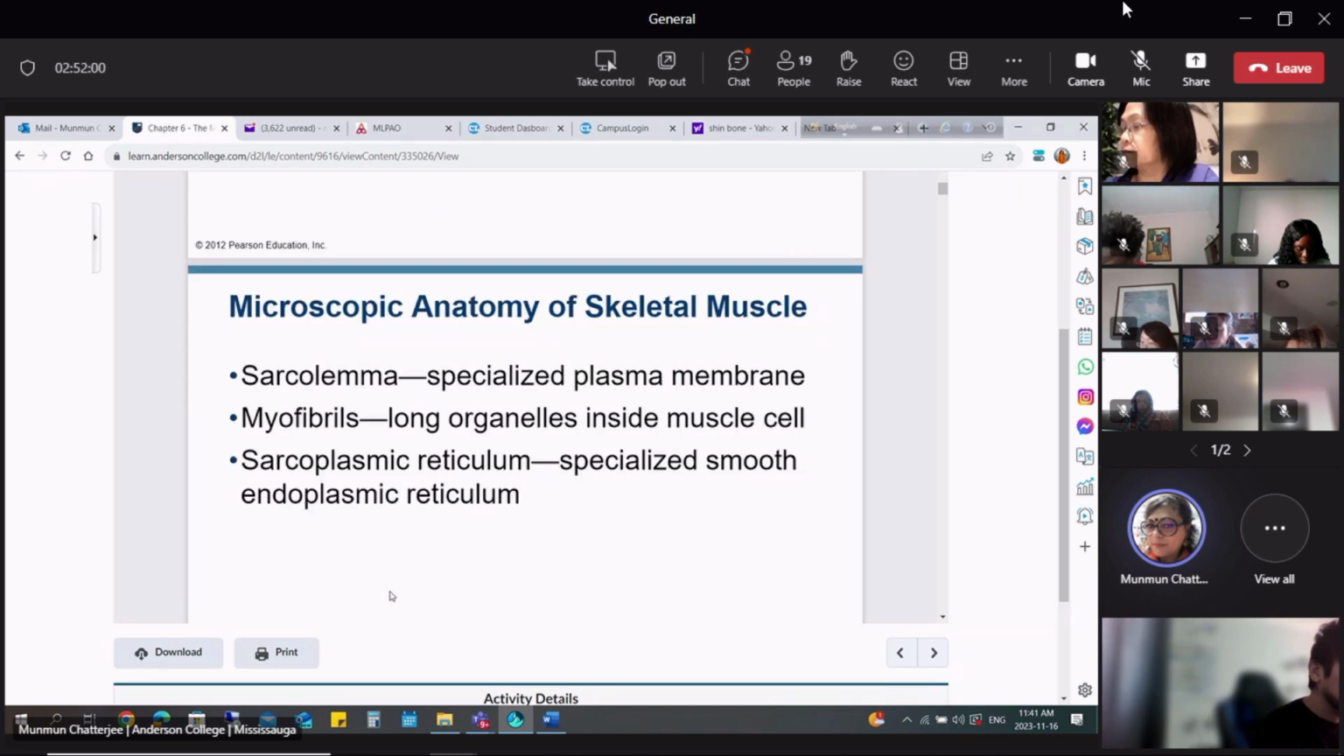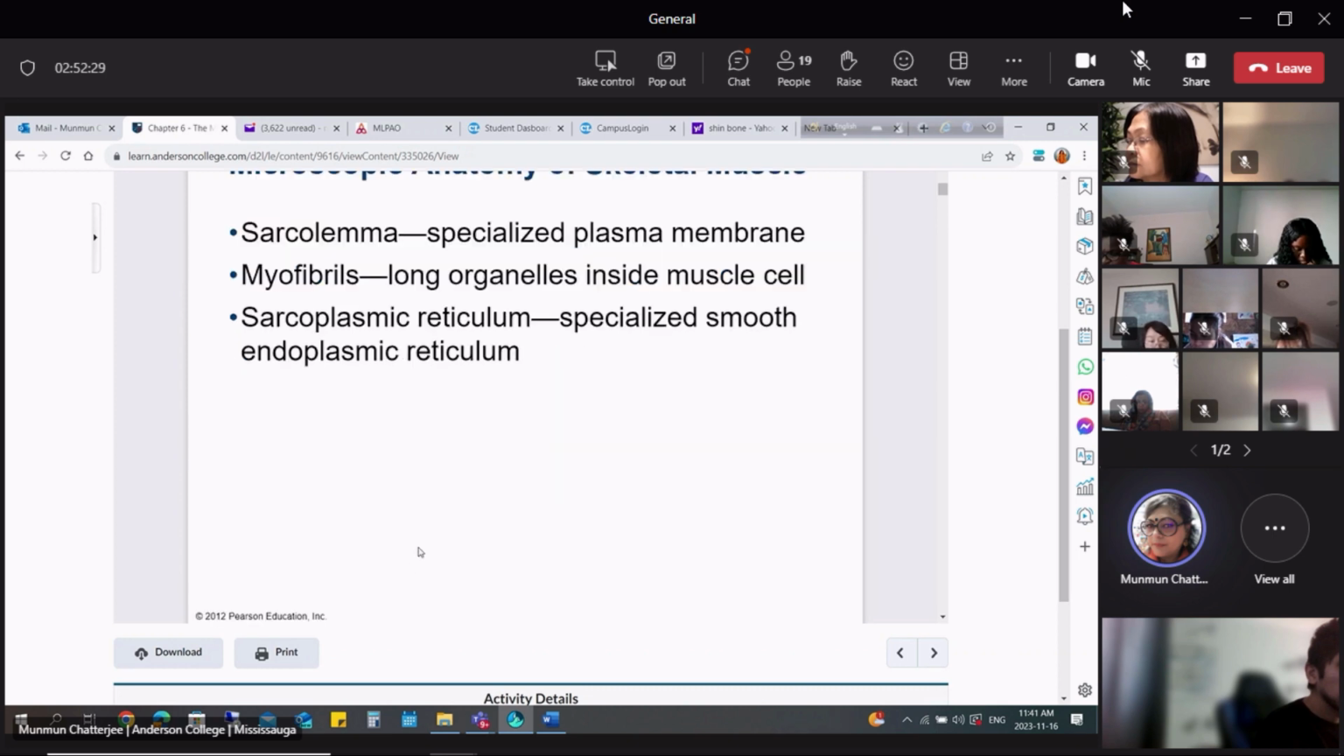So what is the microscopic structure of the skeletal muscle? It's not going to come every moment. If there is anything important, I'm going to highlight it. Basically, it has a couple of layers. The sarcolemma is the plasma membrane. Myofibrils are long organelles inside the muscle cells, and the sarcoplasmic reticulum is a specialized muscle endoplasmic reticulum, what you have learned before.